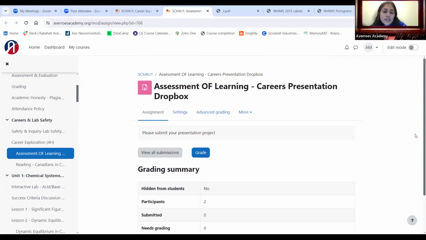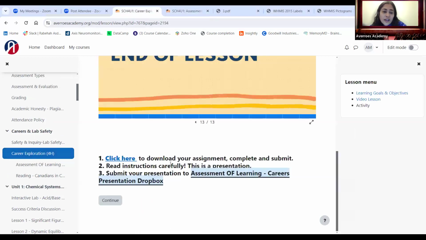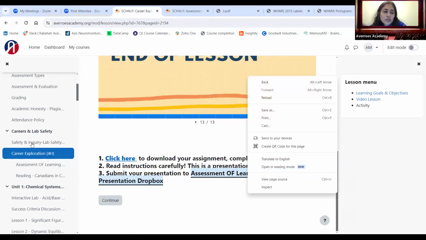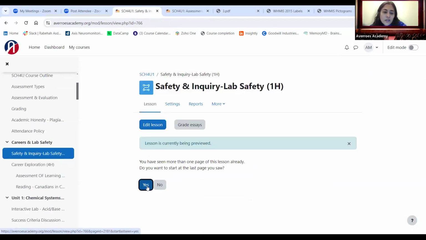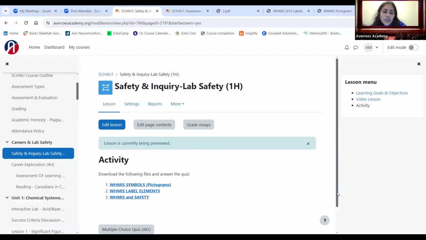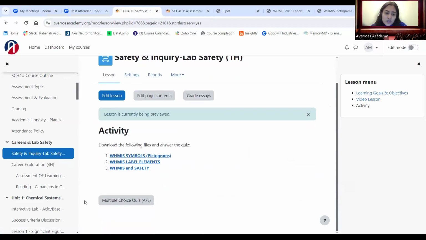So it should give you instructions on how to submit these assignments. So just check under each section whether they want you to continue, or there should be a button called activity here on Moodle. Like for this instance right here, we went under safety inquiry. So you have to finish this quiz, which will come to me automatically, this quiz online.